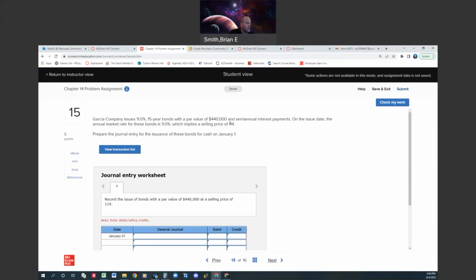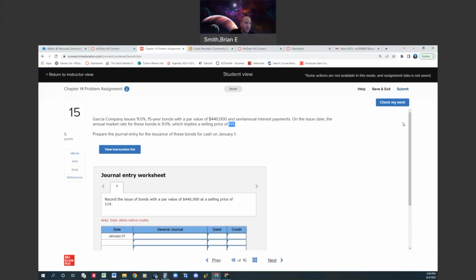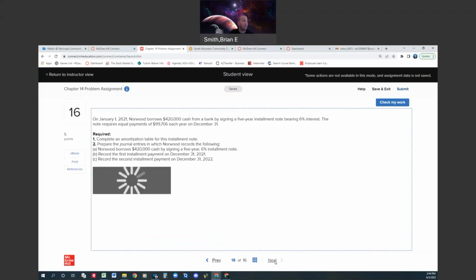Same situation, except we're doing it at a 114. I'm going to let you do this one. Just know that instead we're going to take the par value and multiply by 1.14. So that's the amount of cash we're going to receive. Your numbers are probably different, okay? But I'm going to let you work on that since the other one is very similar. Let's move on to the last one here.